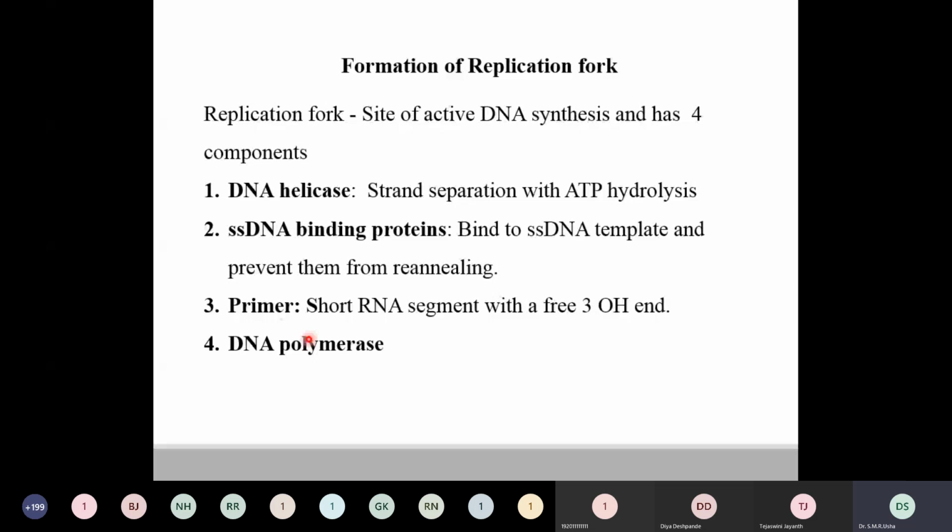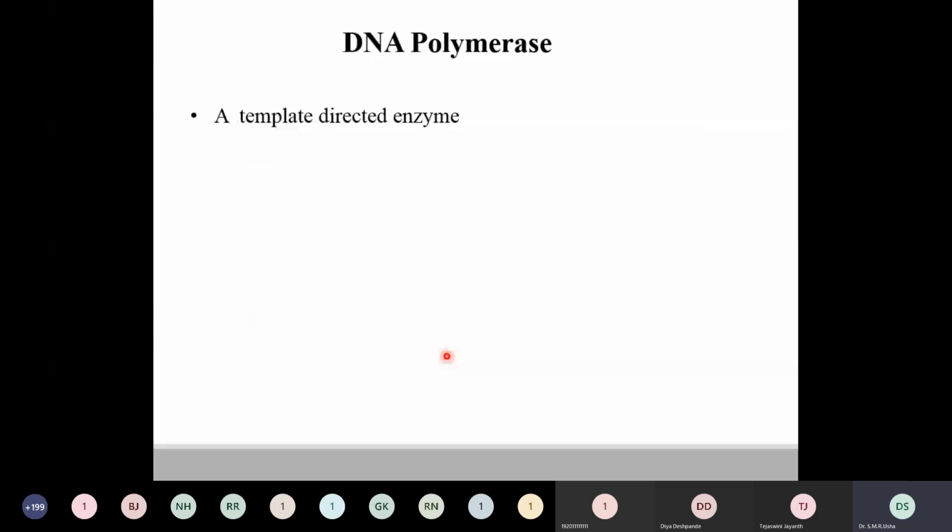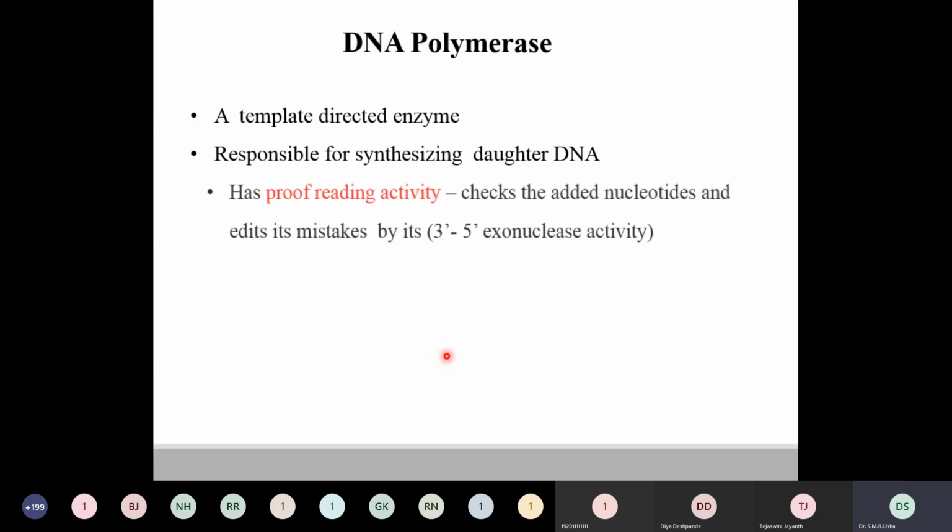Now we have to see there is a lot to be told about this particular enzyme, DNA polymerase. It has a lot of pluses and minuses. It's a major replicative enzyme, therefore we have to know about this. It is a template directed enzyme. If a template is not there, this DNA polymerase is useless. It cannot replicate at all. So a parental DNA should serve as a template, responsible for synthesizing daughter DNA, that is what I have been telling you.